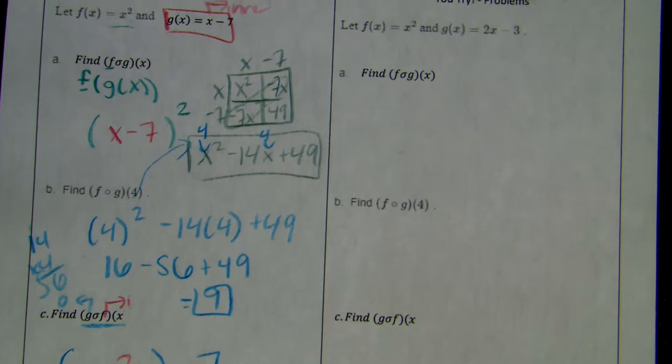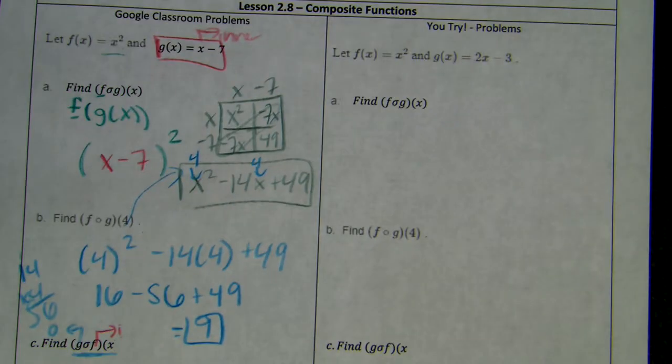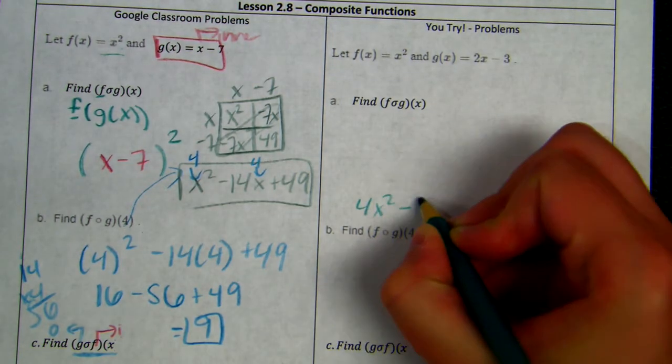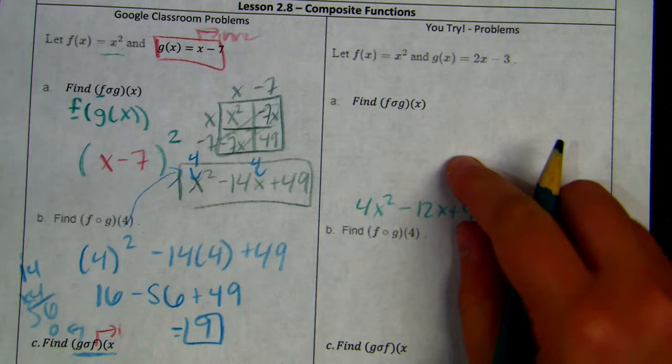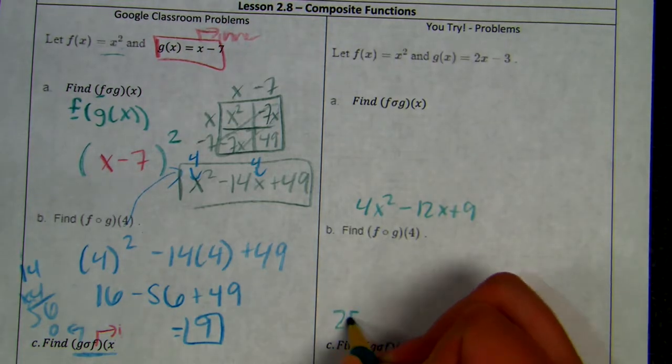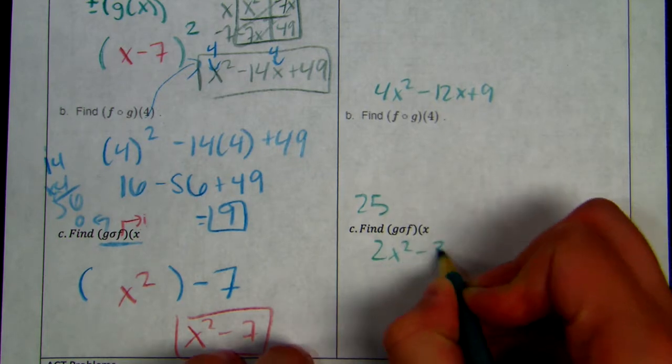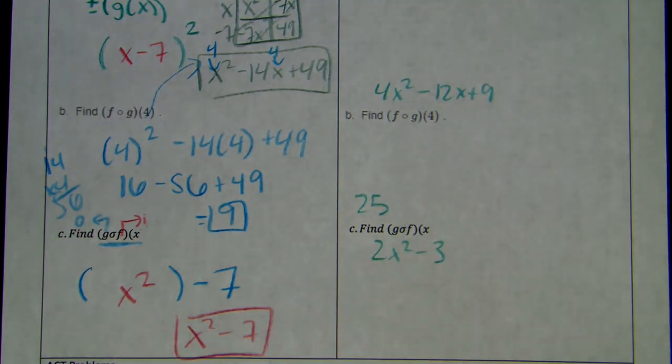All right, next up is the you-try problems, which are labeled. You're going to have to do the work yourself. I'm just going to give you the answers of what you should get, so I'm going to write those at the bottom now. I have 4x squared minus 12x plus 9. That's what you should be getting for part A. Part B, the answer is 25. And part C, the answer should be 2x squared minus 3. Once again, I have been known to make the more than occasional mistake, so if any of those are incorrect, let me know. But that's what you should be getting when you're solving these 3 problems.